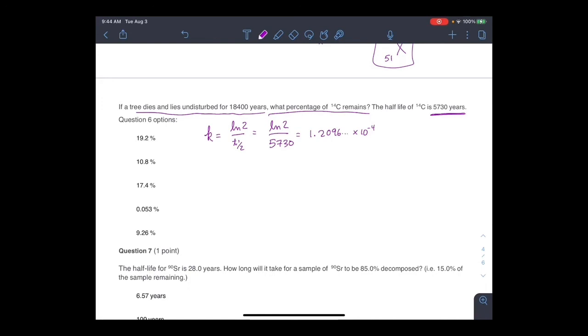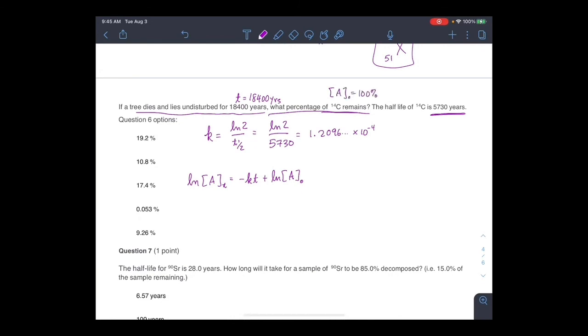We also know the equation, the integrated expression for a first order process, in order to allow us to calculate what percentage remains is this one. And I know I need that because the time is equal to 18,400 years. I want to know what percentage remains, so my initial amount is 100%.